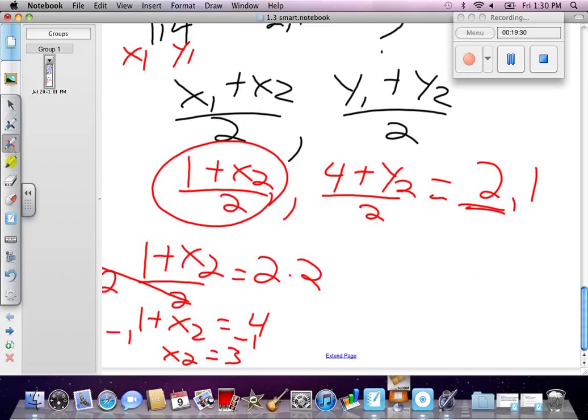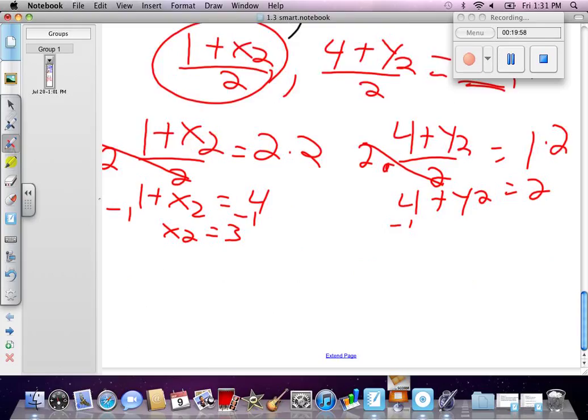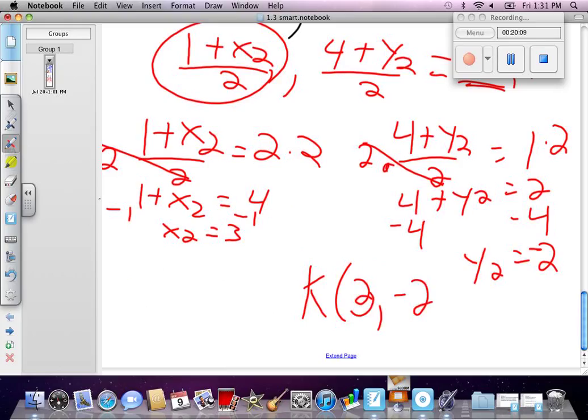If it's being divided by 2, you multiply both sides by 2. Now I'm going to do the other side. 4 plus y2 over 2 equals 1. How do I get rid of that 2 on the bottom? Multiply by 2. Remember, these 2s cancel now. And I'm left with 4 plus y2 equals 2, because 1 times 2 is 2. Then I subtract 4 from both sides, and I get y2 equals negative 2. So the endpoint is (3, -2).